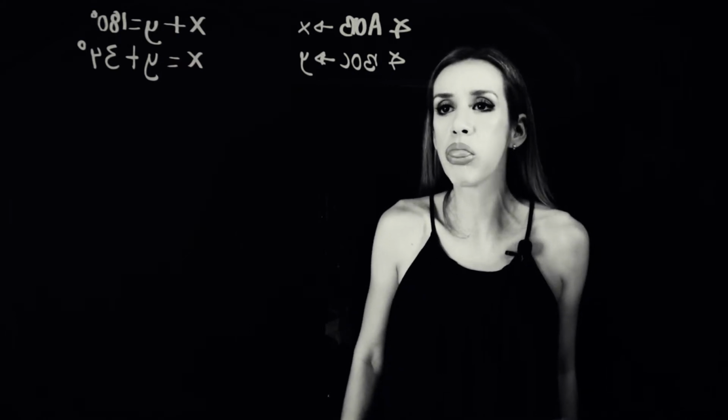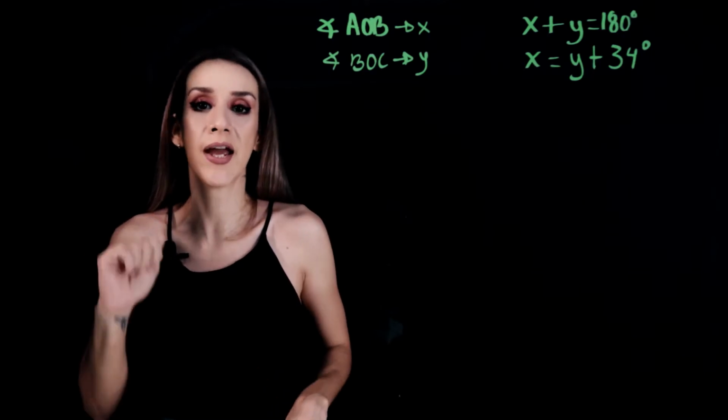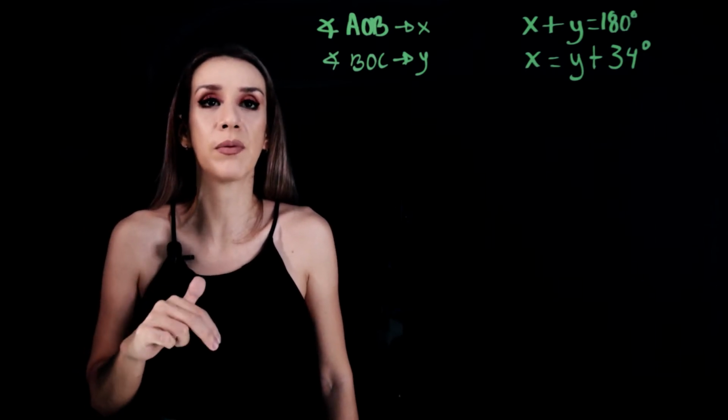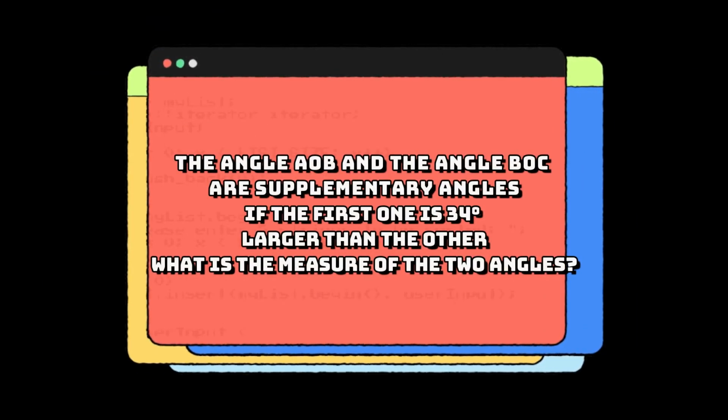Back to you. Let's continue with the second exercise, but first we're going to read the information for this problem. The angle AOB and the angle BOC are supplementary angles. If the first one is 34 degrees larger than the other, what is the measure of the two angles?